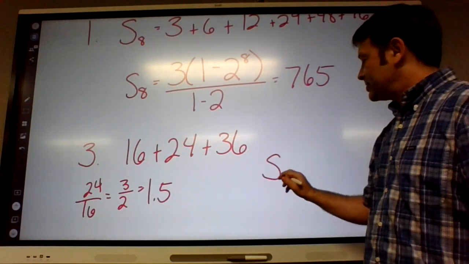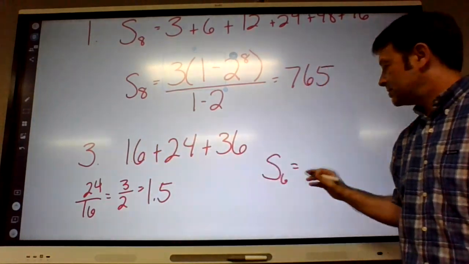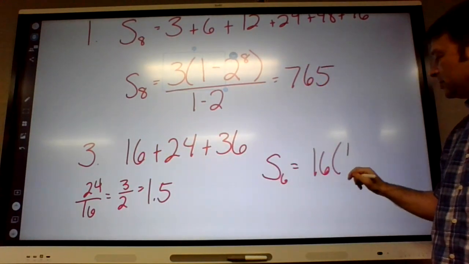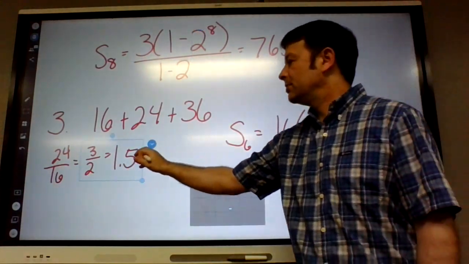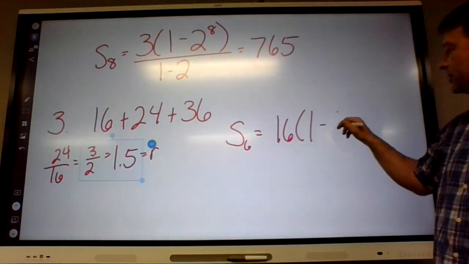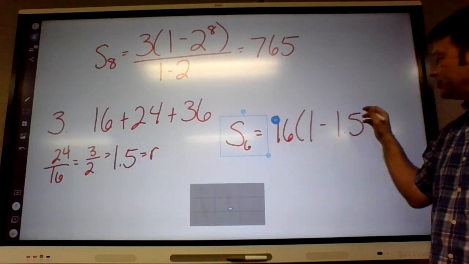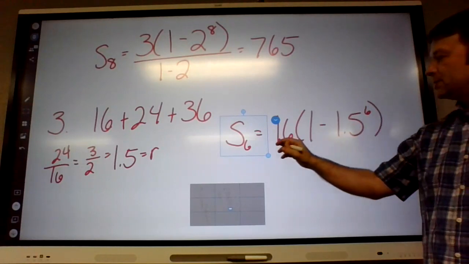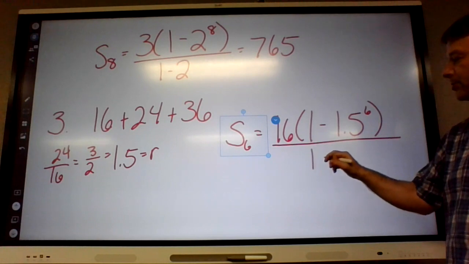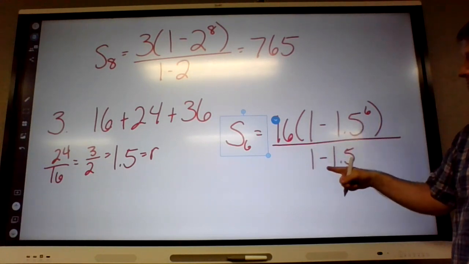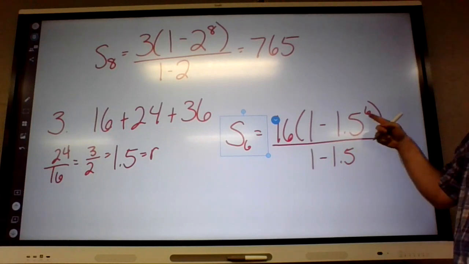So we're supposed to find S sub 6. So I'm going to start with my first term, 16, times 1 minus the common ratio, 1.5, to the 6th power, because we're adding 6 of those together, divided by 1 minus 1.5. So these should always look alike, this part, but there's no exponent on this one.